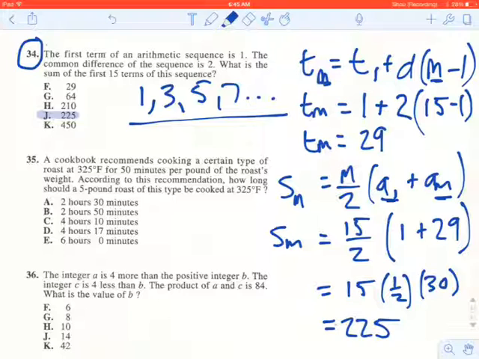Again, I don't expect anyone to have memorized these formulas. I don't have them memorized. This stuff comes up so infrequently on the test. But skip it, come back, figure it out if you have to. But this is how you would do it.